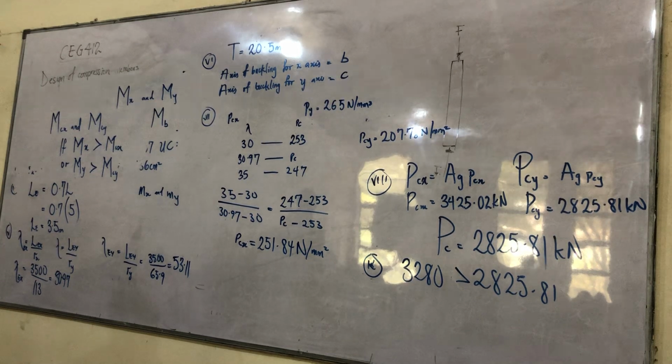And a factored bending moment of 80 kilonewton meter about the major axis, and 25 kilonewton meter about the minor axis.